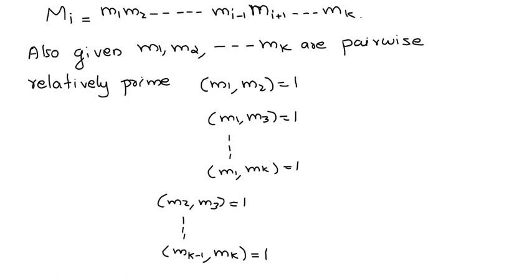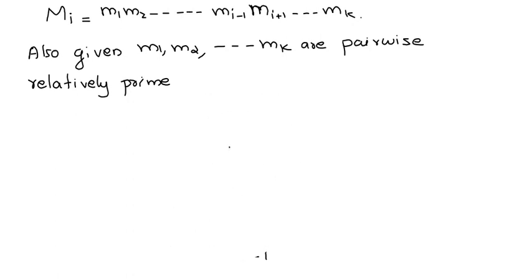So the moduli are pairwise relatively prime, which implies GCD of capital Mi and small mi. In this product small mi is not present and all others are pairwise relatively prime, so mi is not a factor of this product. So GCD of capital Mi and small mi is equal to 1.